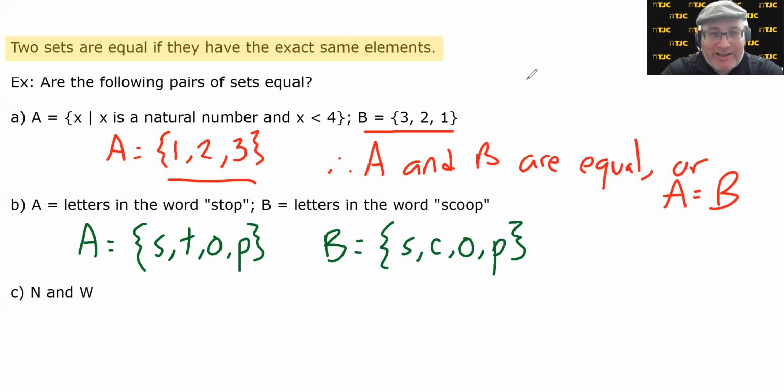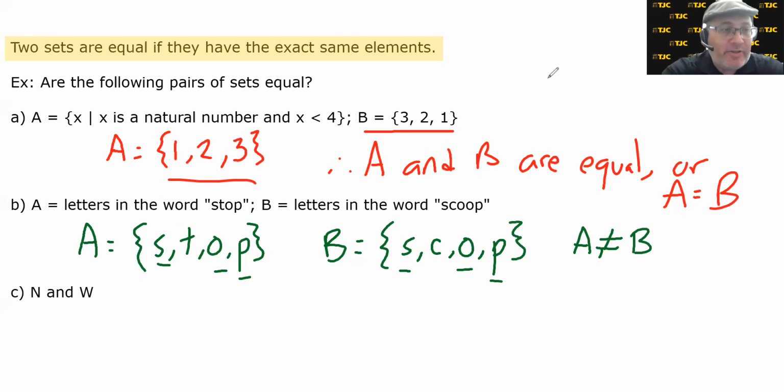So are these 2 sets equal? Do they have the exact same elements? And the answer is almost. They both have an S, they both have an O, they both have a P, but this is where they're different. All it takes is one bad element. The letter T does not belong to both. That's enough to say that you're not equal. The letter C does not belong to both either. But that also means that they're not equal. So these are not the same sets, and so we would say A is not equal to B.